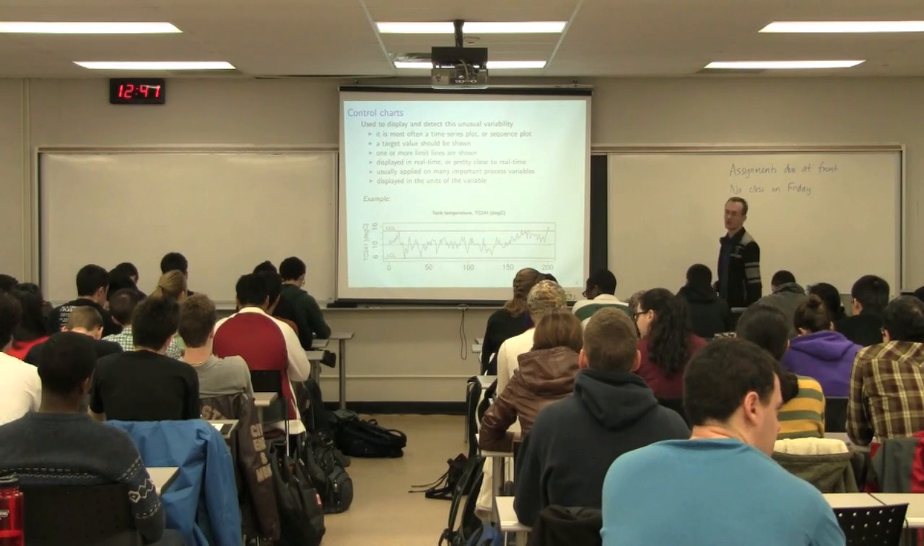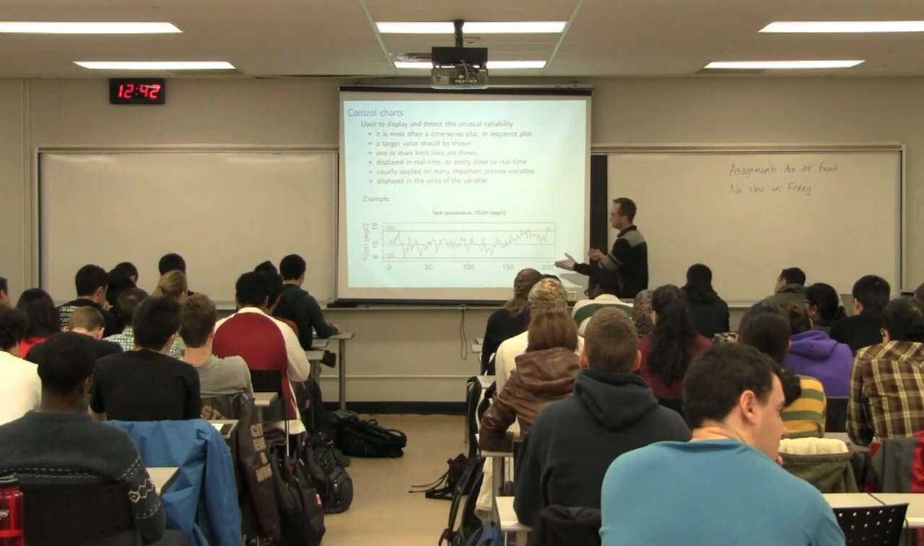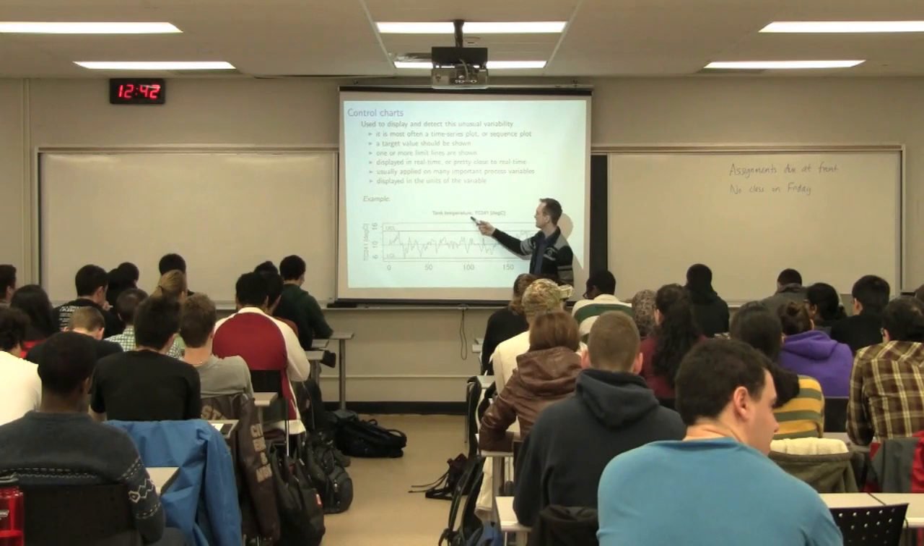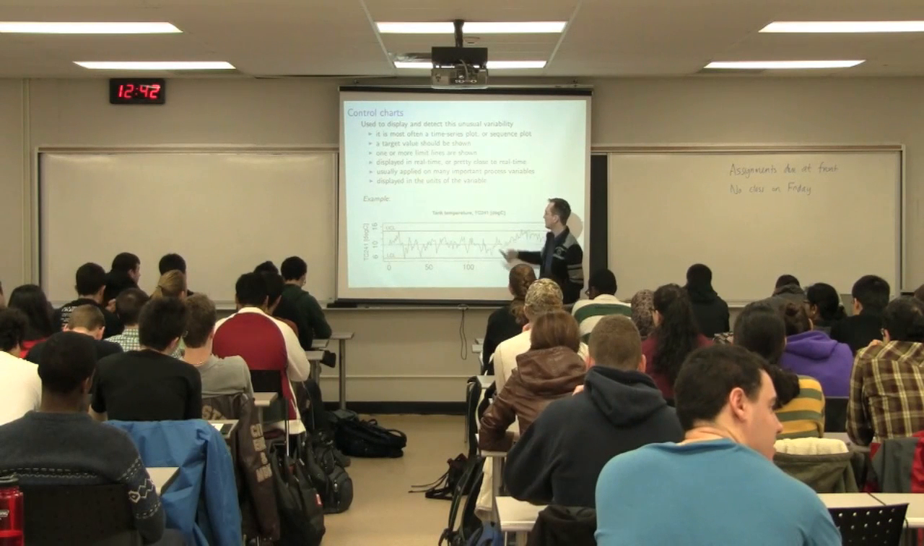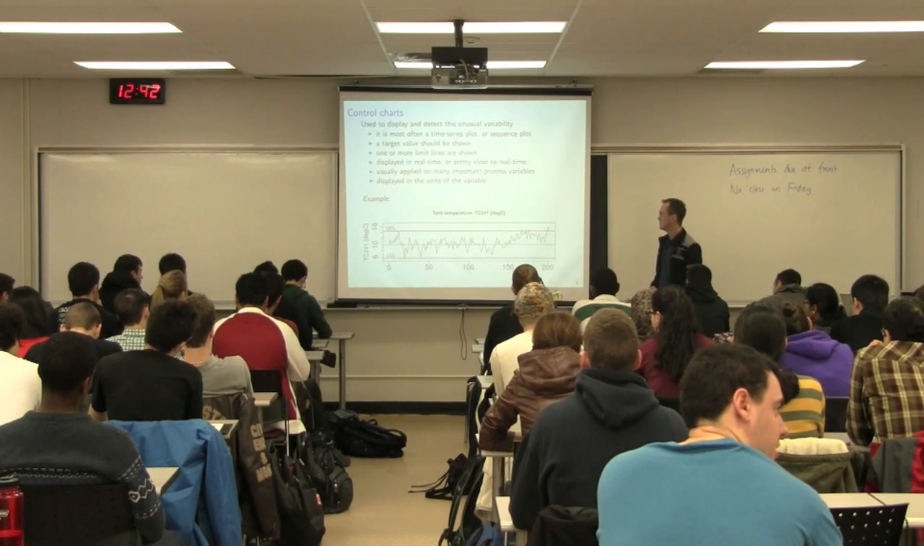Okay, so let's take a look at what a control chart looks like. Here's an example of one down here. And it's monitoring the tank temperature. It's got this tag TC241, so it's some numerical value, and it's measuring degrees C.